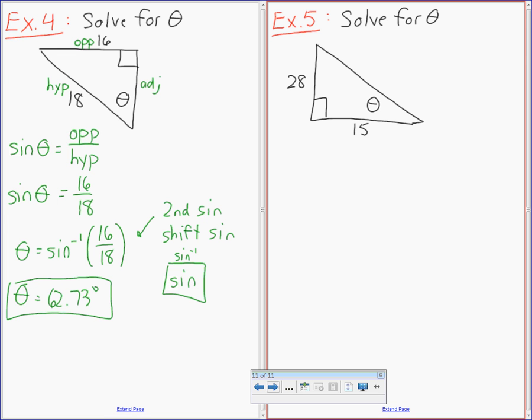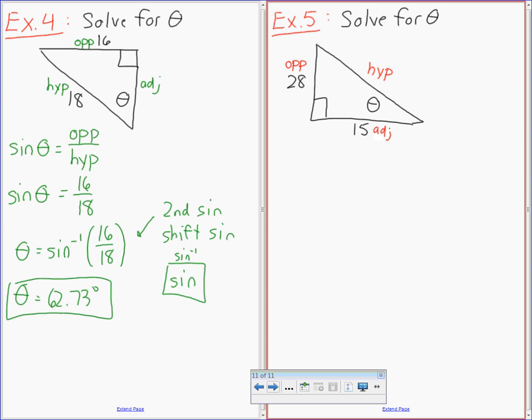Okay, Bailey, you're going to be up first here now, please. Can you label this opposite, adjacent, hypotenuse, please? So the opposite is? Okay, good. The adjacent is? Great, and the hypotenuse is going to be here.